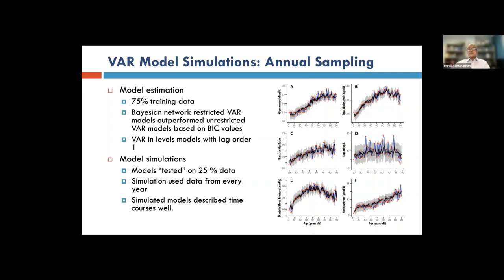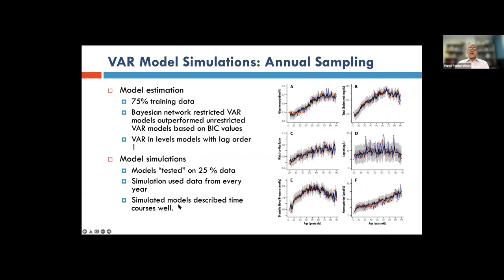And we applied it to the test training framework, the classic AI ML framework, 75% training, 25% testing. And I think all the graphs that I'm showing you are test data. I haven't shown you all the training data here, but basically we found that, just as we guessed, the restricted Bayesian network covariance matrix models performed a lot better than the unrestricted open models that had greater flexibility.